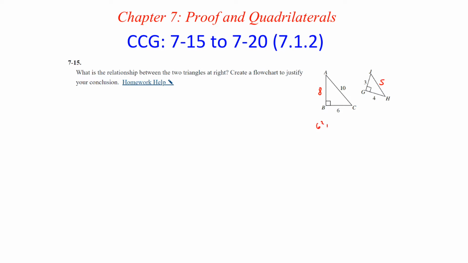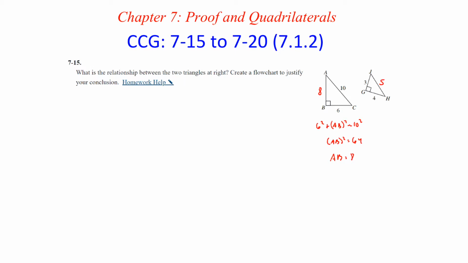6 squared plus AB squared is equal to 10 squared, and you could figure it out that way. So 100 minus 36 would be 64. When you take the square root of 64, you get 8. So if you don't know your Pythagorean triples, you can do that.